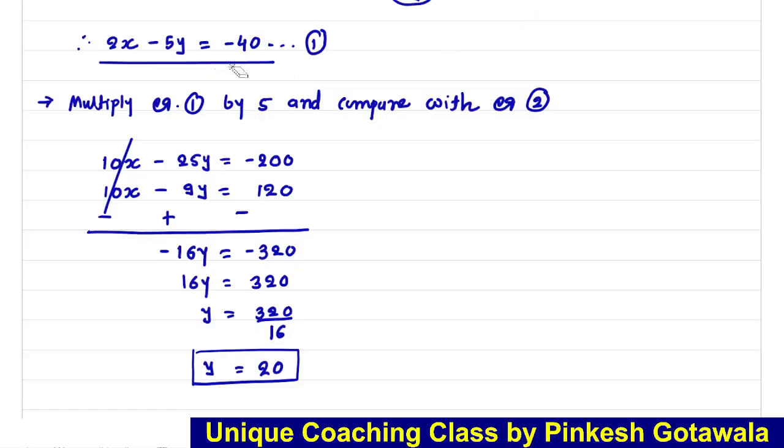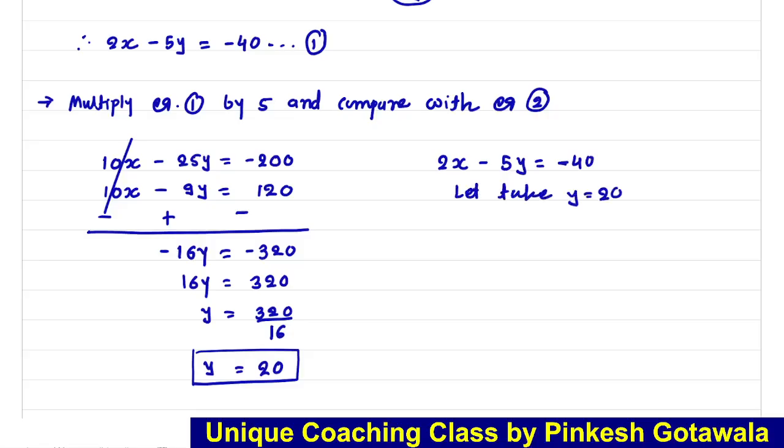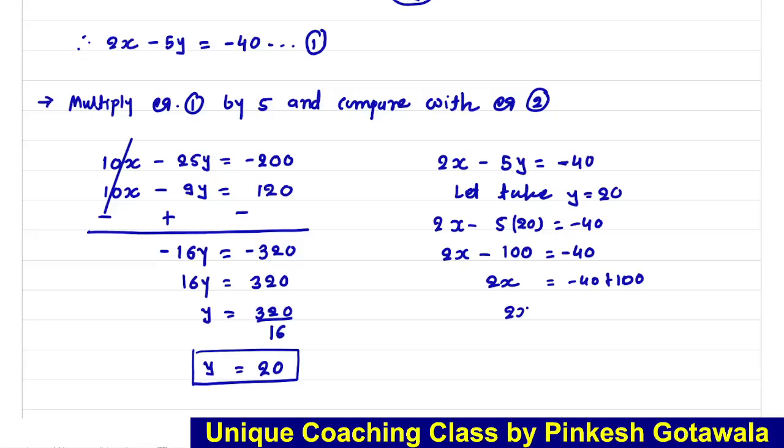Now we can get the answer of x. How? Nothing, just put this value in any equation. Let's put in equation number 1. 2x minus 5y is equal to minus 40. Let's take y is equal to 20. 2x, y value 20, minus 40, 2x minus 100, minus 100, this side plus. So 2x is equal to 60, and the final answer 60 divided by 2, 30. So we get the value of x and y.